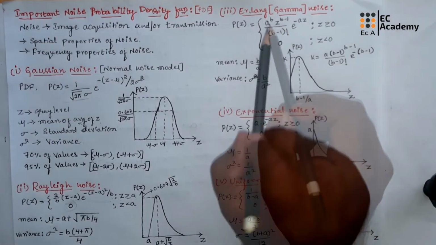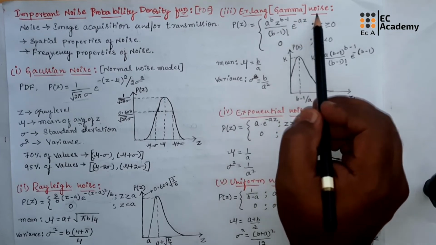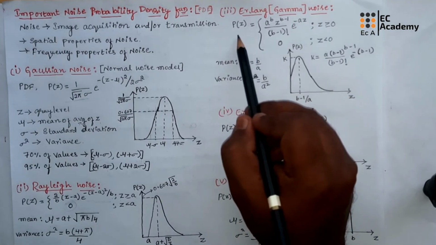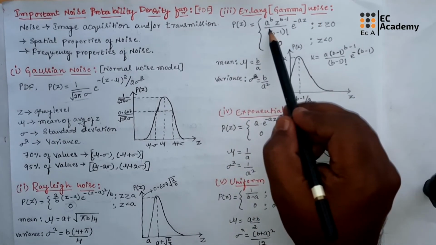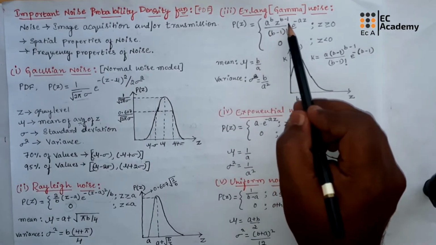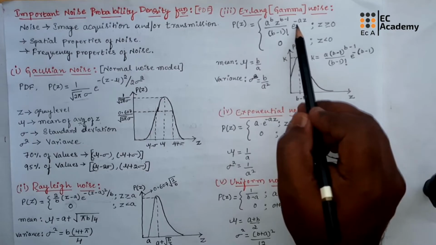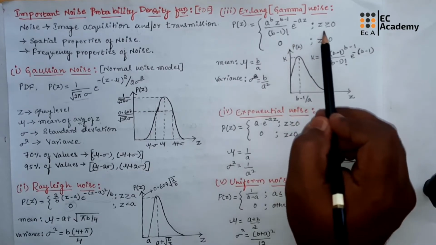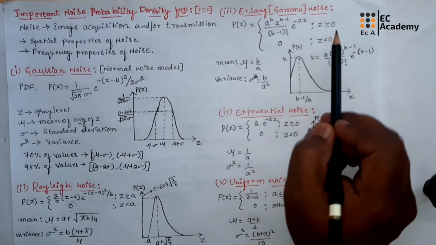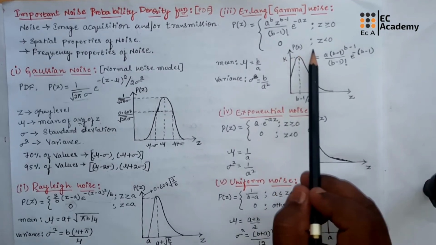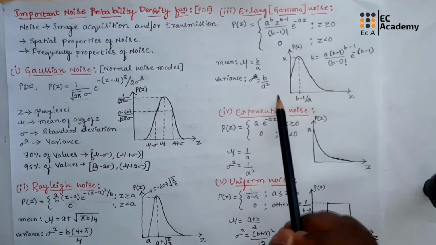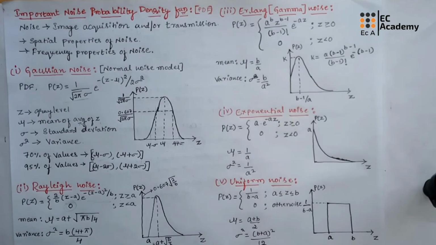Next model is the Erlang or gamma noise model. The PDF can be given as P of z is equal to a to the power of b z to the power of b minus 1 divided by (b minus 1) factorial into exponential to the power of minus a z for z value greater than or equal to 0, and if z value is less than 0, this PDF will be 0.